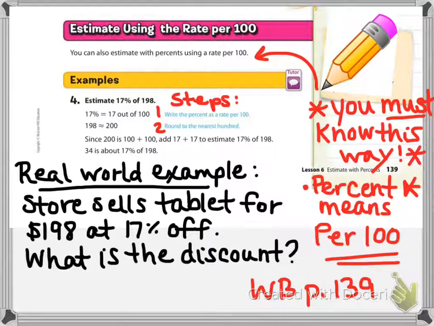Now, if you're thinking about a real-world example, let's go back to the store. The store sells a tablet for $198 at 17% off. What is the discount? So if we were thinking of a real-world example for this problem, you would be able to figure this out. Okay? Again, make sure you copy everything on the page, that you have to know this way, what percent means, the real world example, the steps. Once you've copied everything, move on.